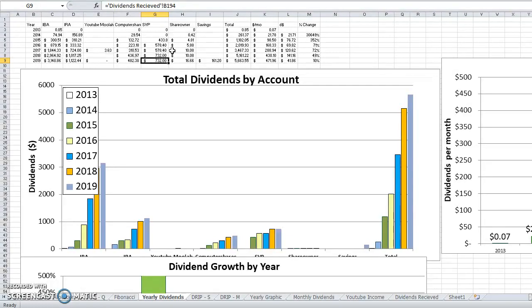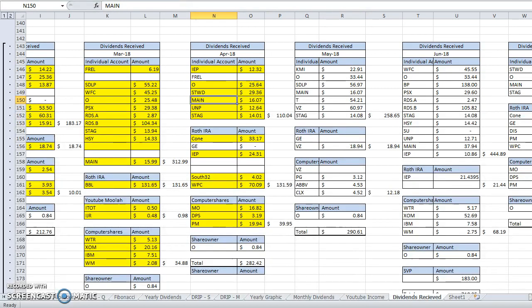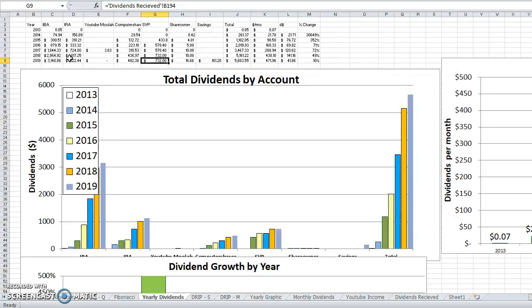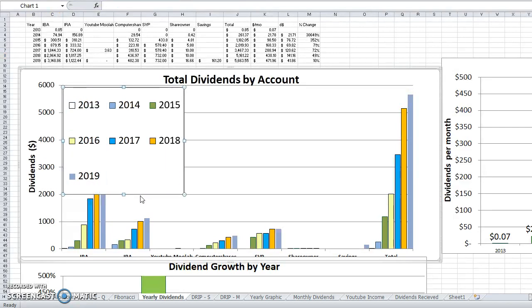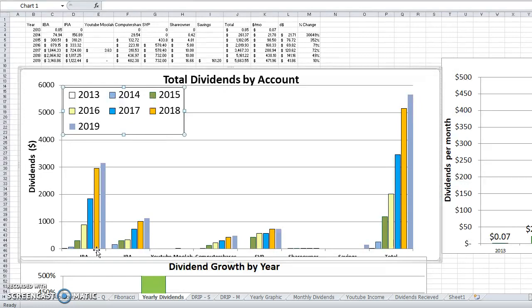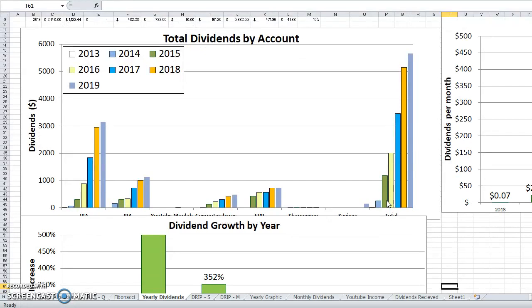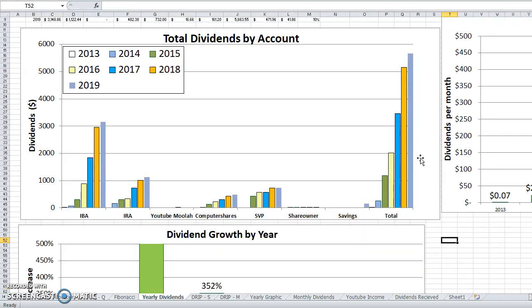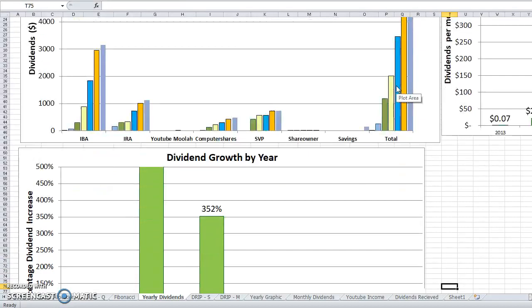This also comes from that monthly dividend sheet that I showed you with all the stocks and dividends that I get, this sheet here. This separates it by account, so dividends by account, and this year I'm closing in at about $3,000 coming from my individual brokerage account. So you can see the increases I've had by account, if that is important to you, and then all the way over here is the total value that I get in terms of total dividend income.